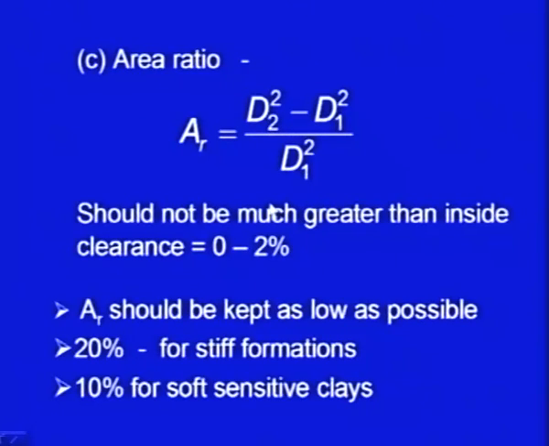The other term is area ratio, (D2 square minus D1 square) upon D1 square, and this should not be much greater than inside clearance, maybe its difference should be 0 to 2%. This value should be kept as low as possible: for stiff formations around 20% and for soft sensitive clays not more than 10%.